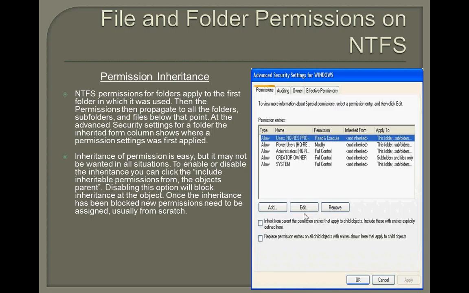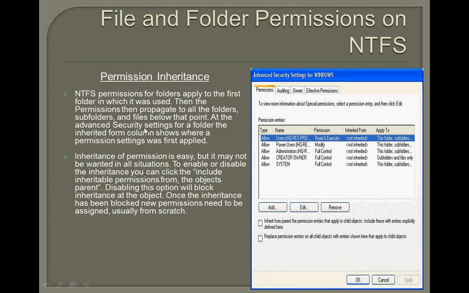In the advanced security settings for a folder, the Inherited From column shows where a permission setting was first applied. Now you can see inherited from, not inherited, so most likely this folder right here was never moved. But if I moved it from my computer to a friend's computer, it would show where it was inherited from.